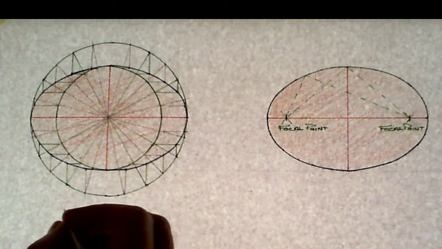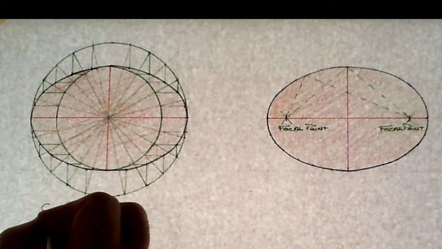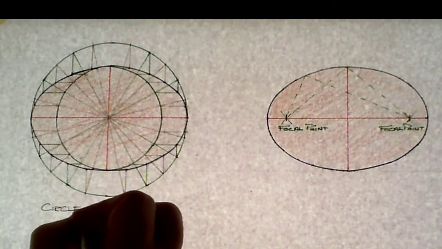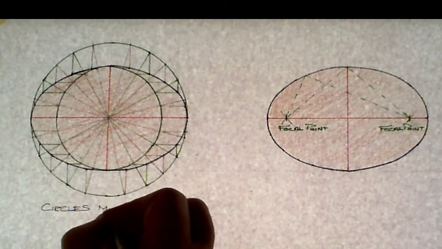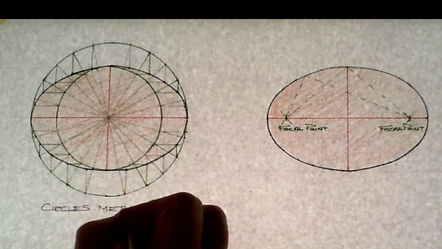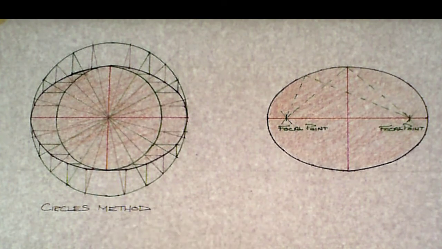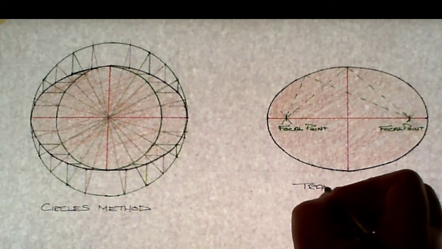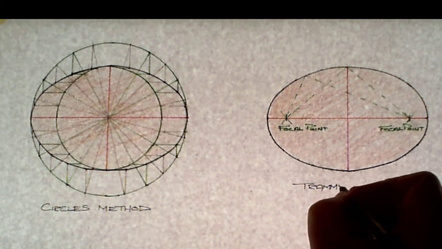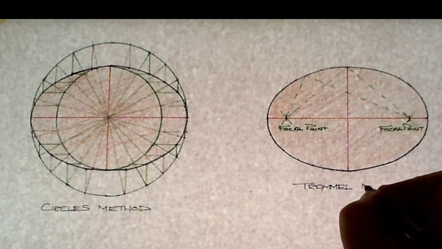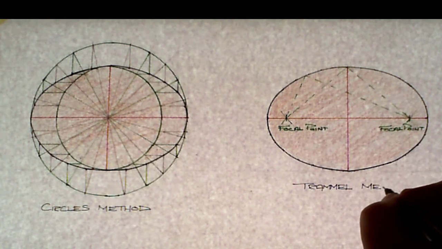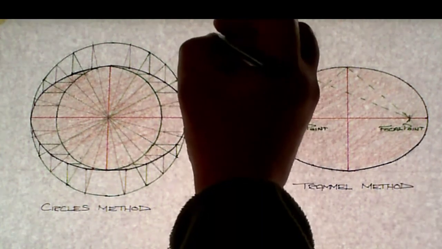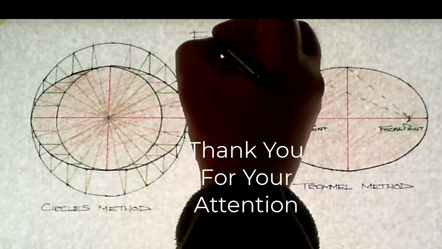So I'm just going to write those two methods down before we proceed to the other methods. So this here is called the circle or circles method. And this here is called the Trammel method. And it's all to establish an ellipse.